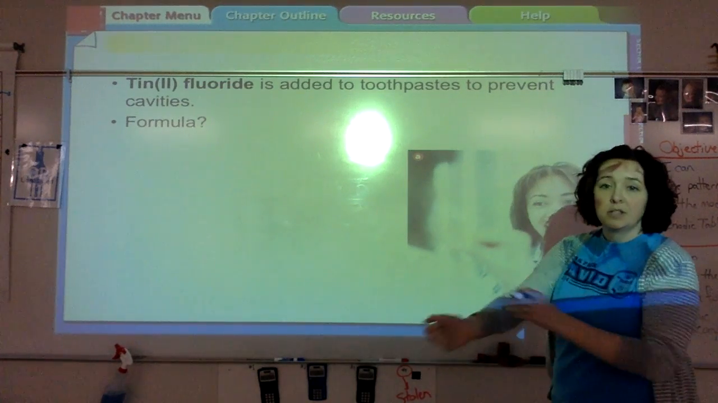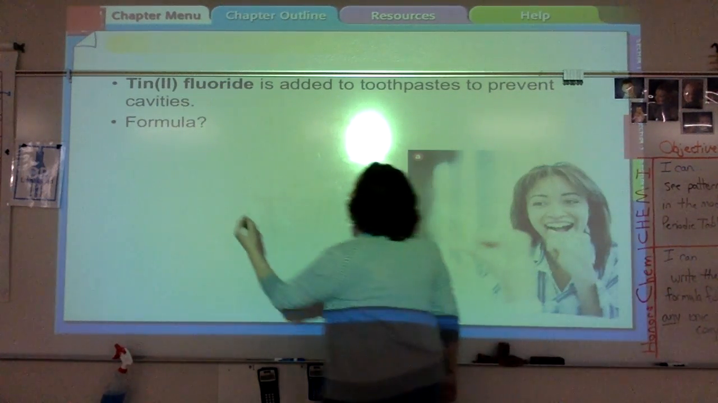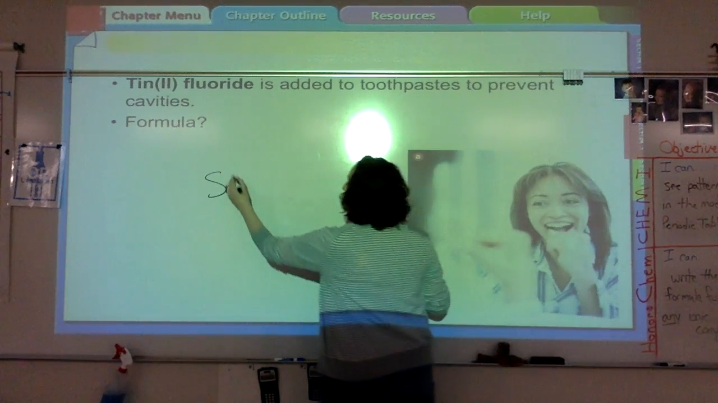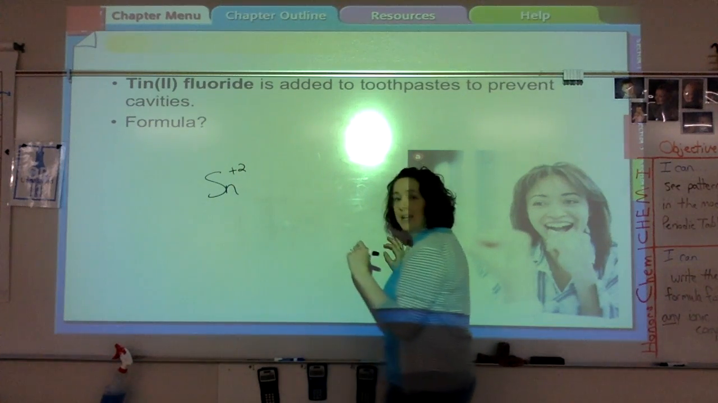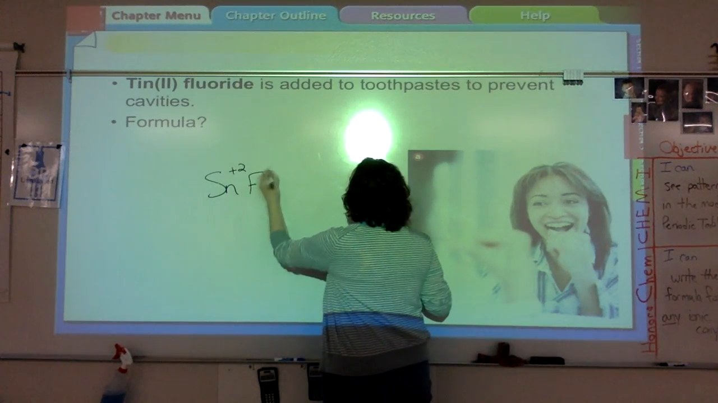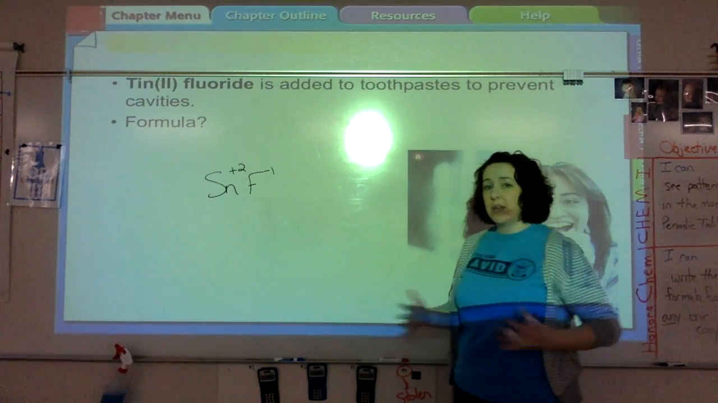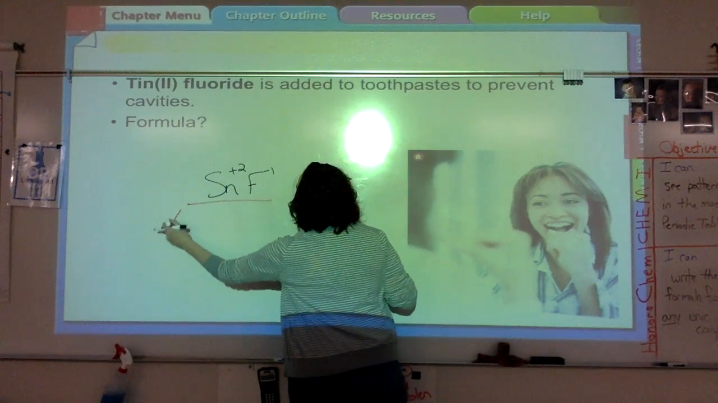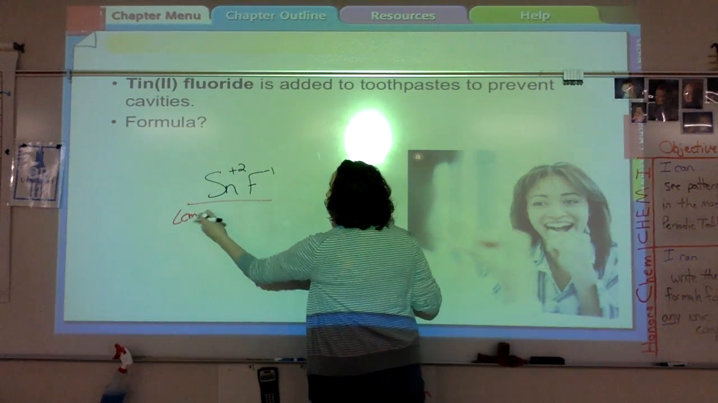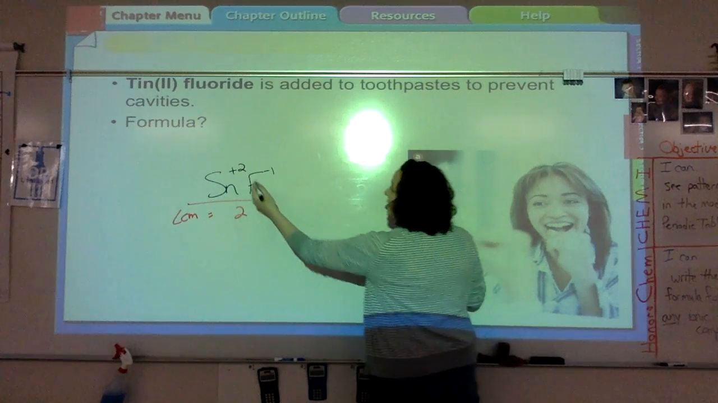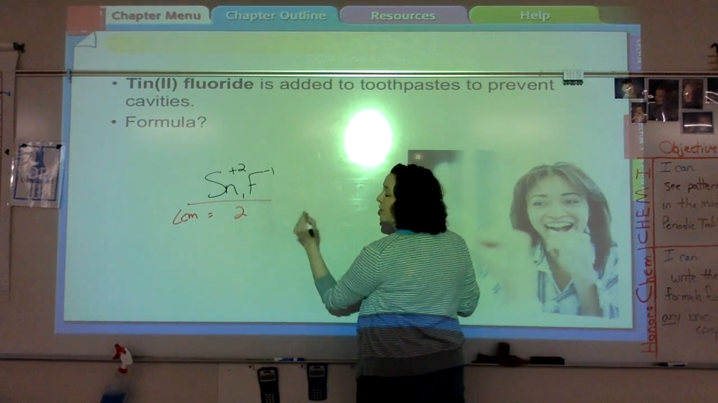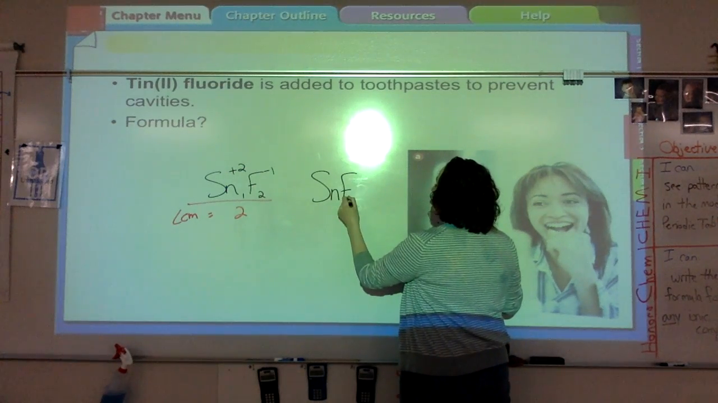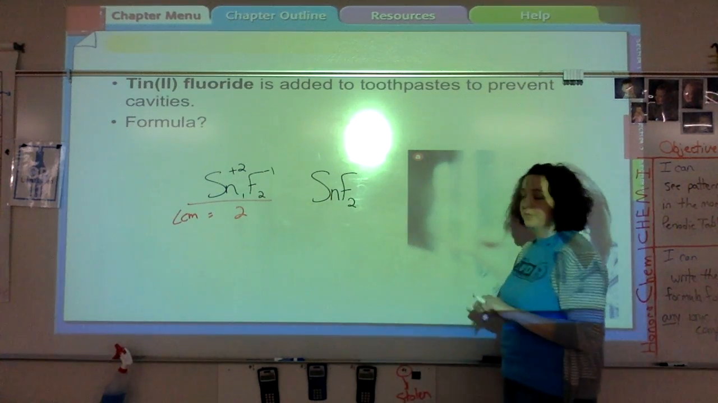Tin 2 fluoride. So what is the formula? Okay, tin is a cation, so we write the symbol. The Roman numeral is 2, which means tin has a plus 2 charge. Fluoride is fluorine, and it's always a negative 1. And then you do the same: you do the least common multiple and come up with a formula. The least common multiple of 1 and 2 is 2. So for tin, 2 times 1 is 2. For fluorine, 1 times 2 is 2. So the formula is SnF2.